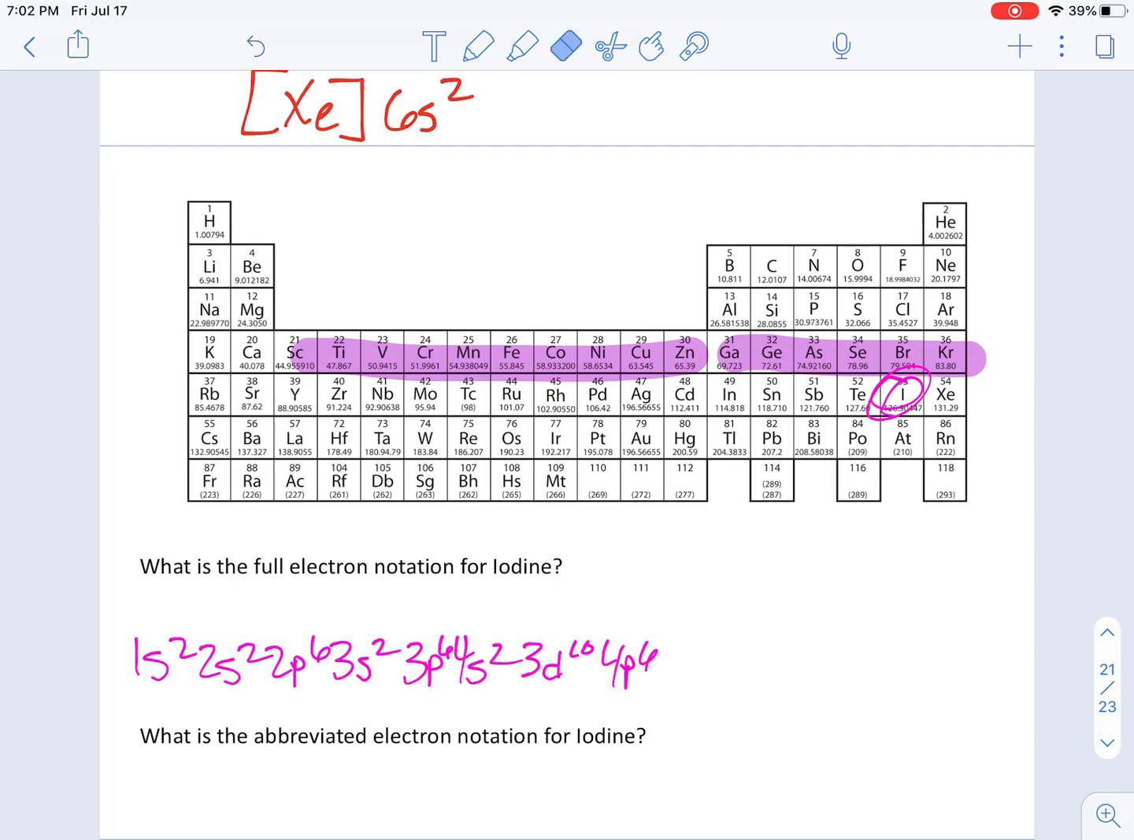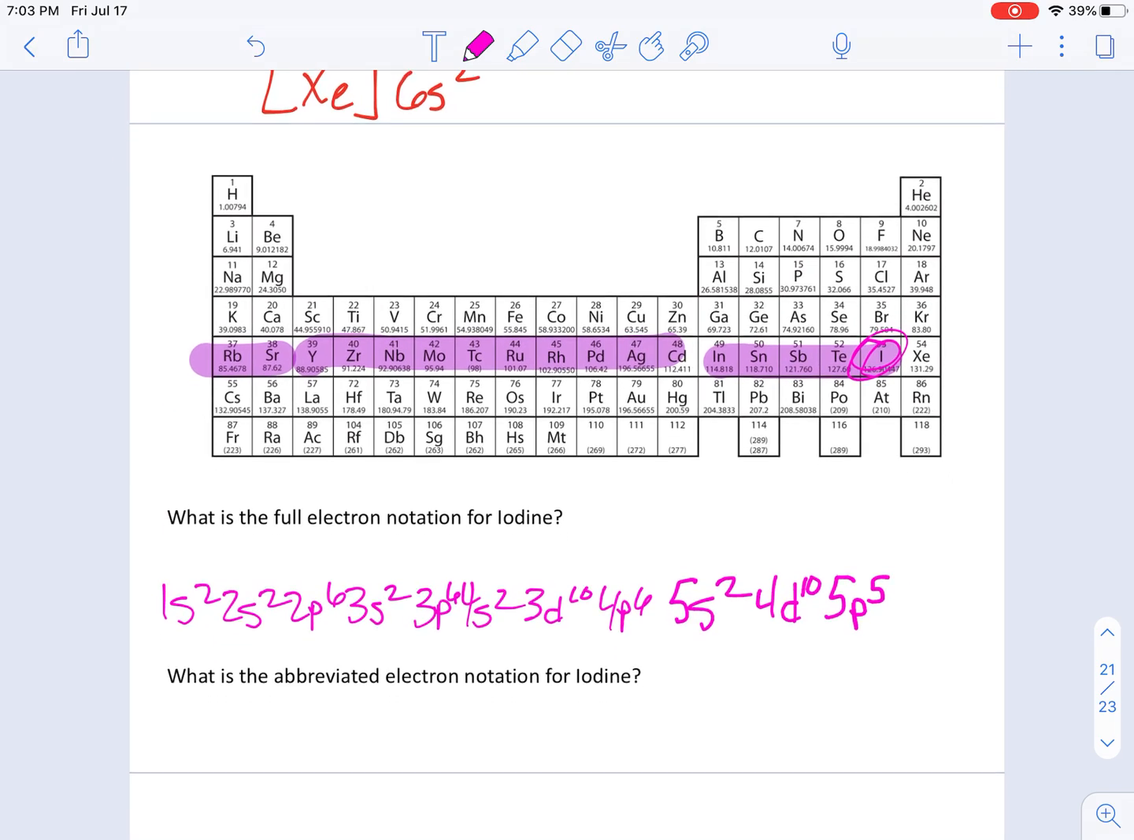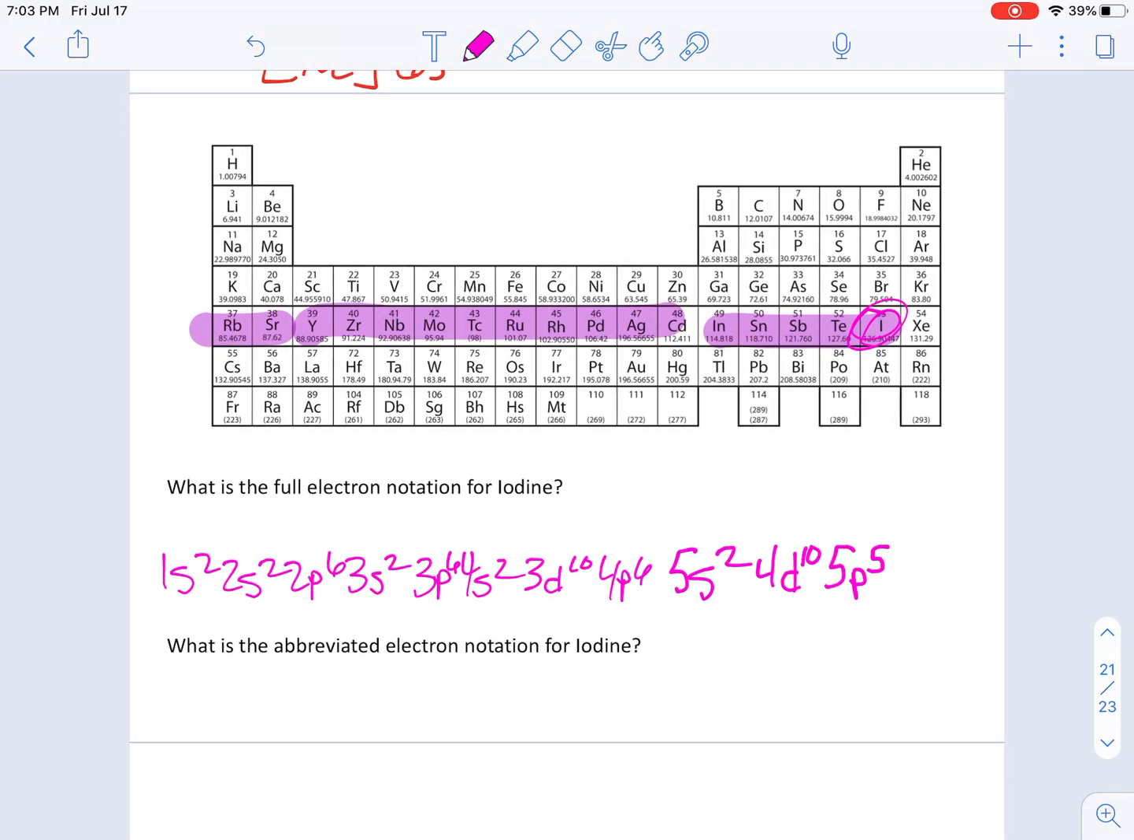So that is our first d subshell. Don't forget that the d's are always one less. So now we are all the way to here. So that's going to be a 5s2. Now we're going to go with those guys. So that's going to be a 4d10. And then finally we're going to go with those guys. Main group, back up to normal. That's going to be 5p5.